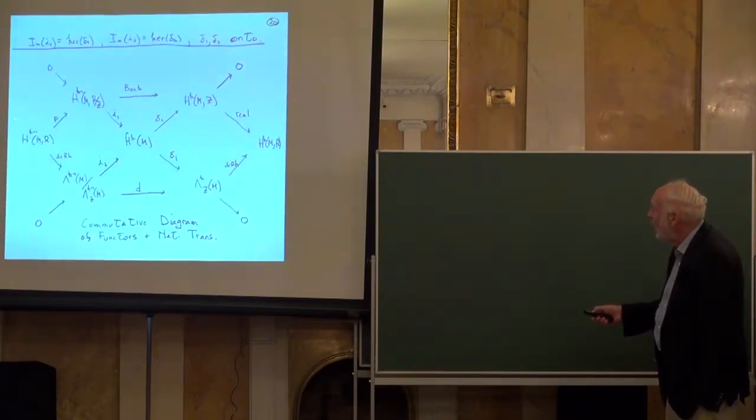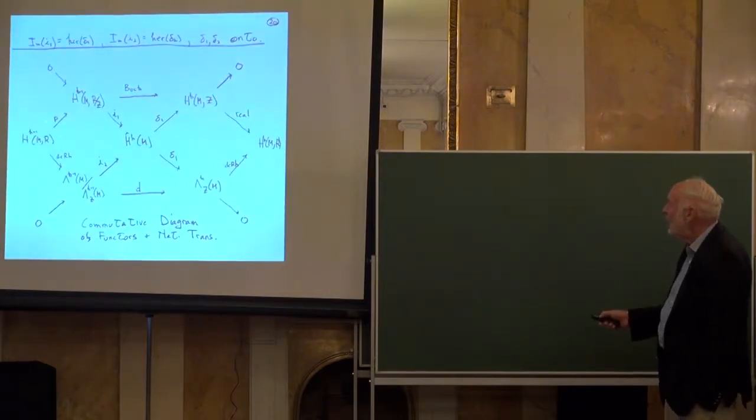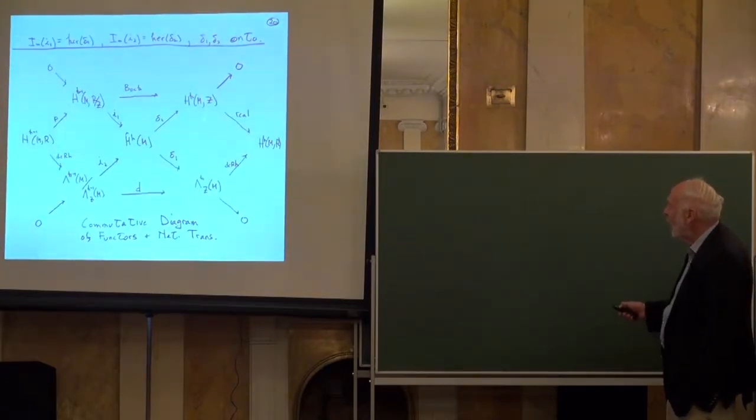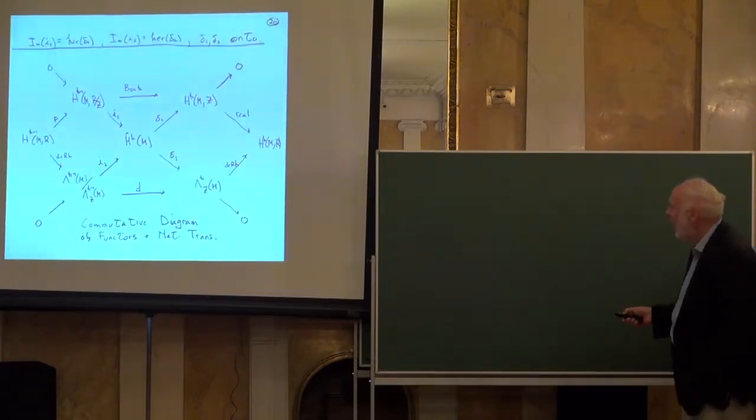Now, on the other hand, upstairs is the Bockstein sequence. It's a piece of the Bockstein sequence. So this is an exact sequence on the top. Not a short exact sequence, but an exact sequence. And so is the bottom an exact sequence. It's just a de Rham sequence. And this is an exact sequence. So now I have this commutative diagram of functors, and these are all natural transformations. So this is quite a nest here.